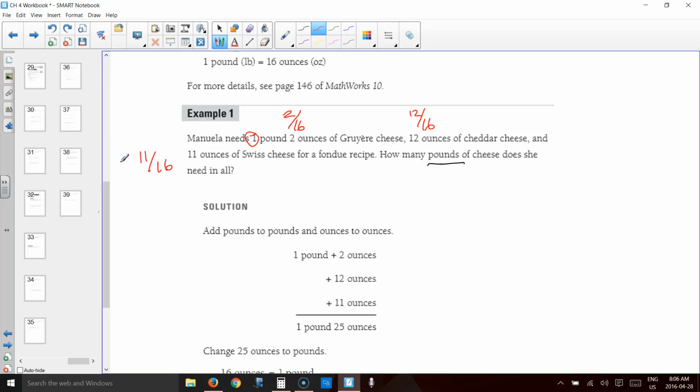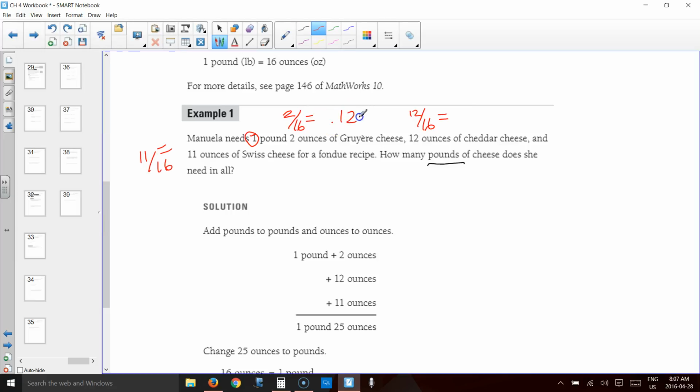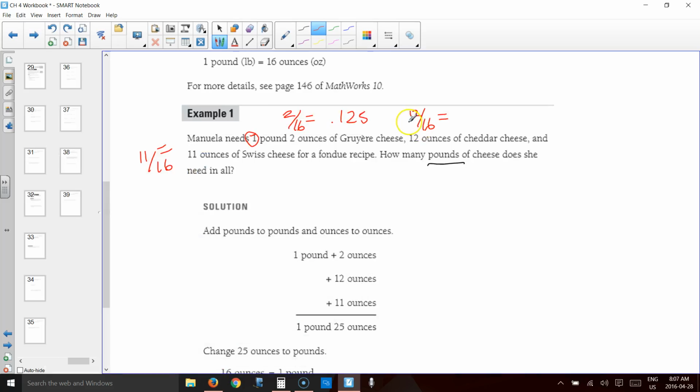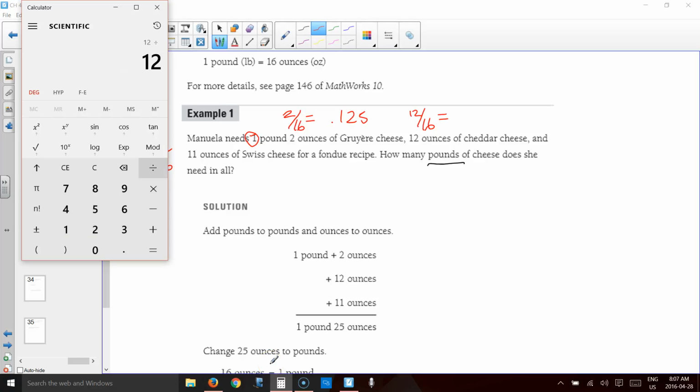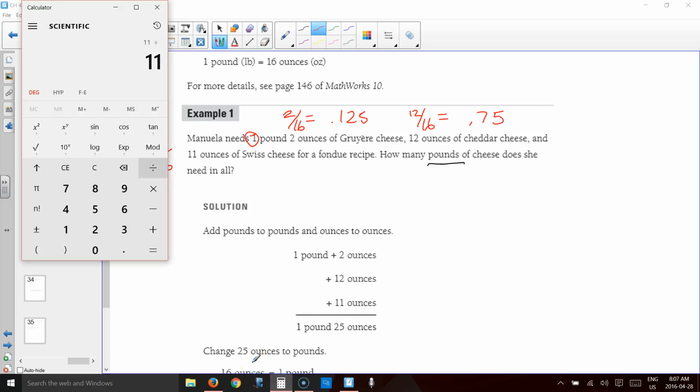All right. So if that's the case, why don't we just turn these into decimals? Let's do it. It's not bad to work in decimals. It's kind of nice. So let's get our calculator. How much is 2/16? 2 divided by 16 is 0.125. That's 0.125 of a pound. And how about 12 divided by 16? 12 on 16 is 3/4. And 11/16, 11 divided by 16 is 0.6875.